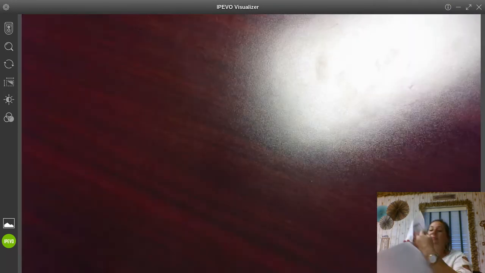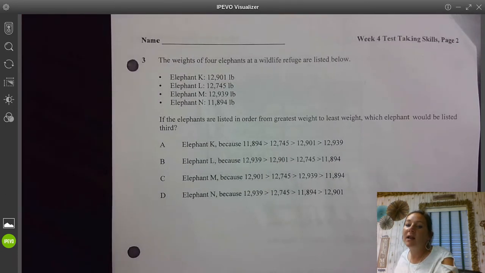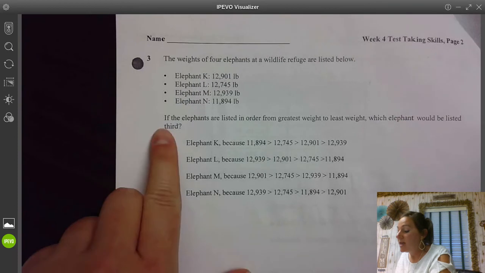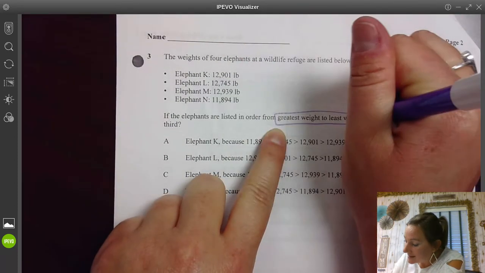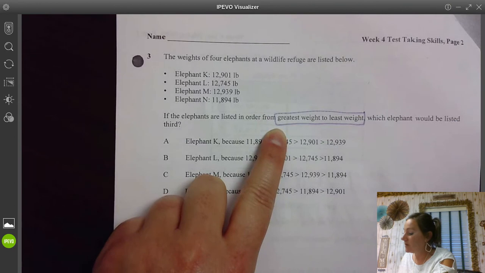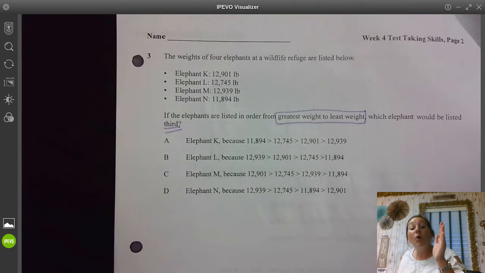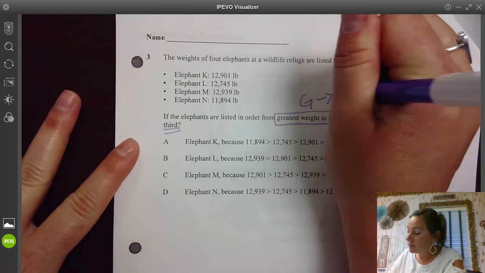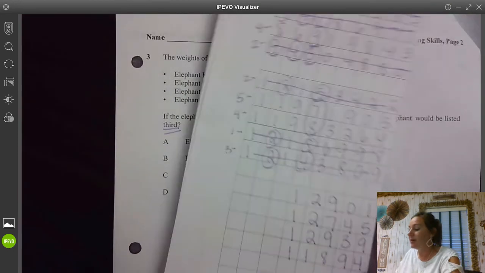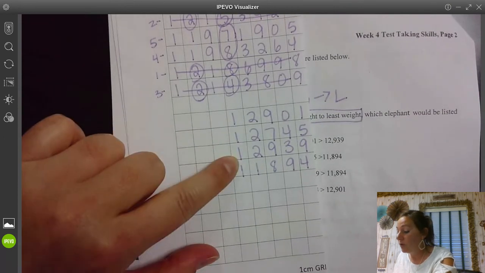This last one that I'm going to do with you is my favorite of these. It says the weight of 4 elephants at a wildlife refuge is listed below. If the elephants are listed in order from greatest weight to least weight, which elephant will be listed third? So I need to order them and then find which one will be third. So we're doing greatest to least. Well, I've already put it in my place value chart. So comparing the greatest place value, they all have a 1.